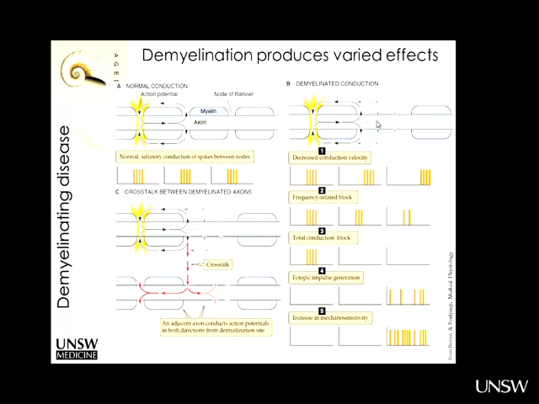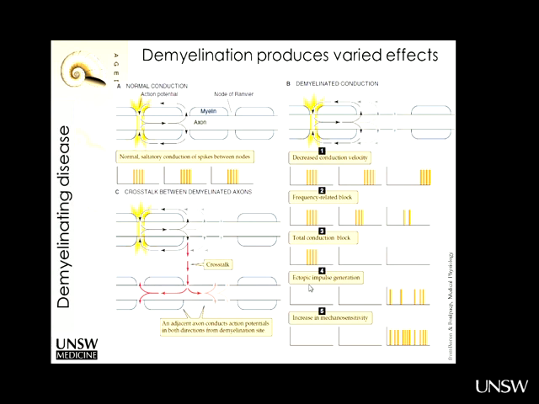And also, sometimes it can fail because too much ion current is being lost. And that's why we have frequency-related block. So although you may have put in 4 stimuli, you may only end up getting 3 or 2 responses. And total conduction block is a more severe case of this, where none is being conducted through, but all are being lost.